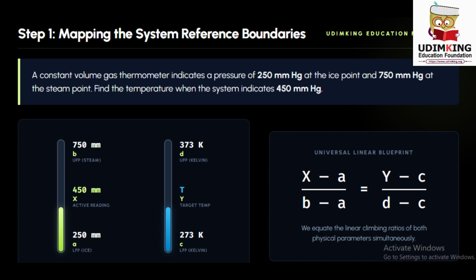On our right Kelvin reference axis, our lower fixed point, small c, is mapped to 273 Kelvin. The upper fixed point, small d, is mapped to 373 Kelvin. Our target temperature variable, large Y, represents our unknown absolute value T.